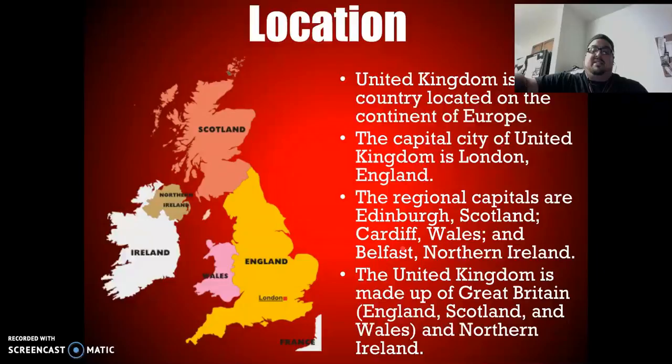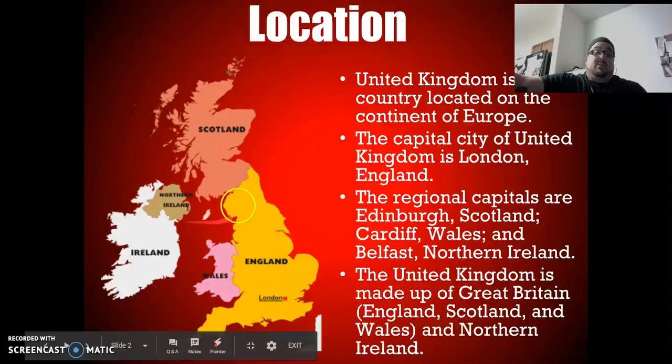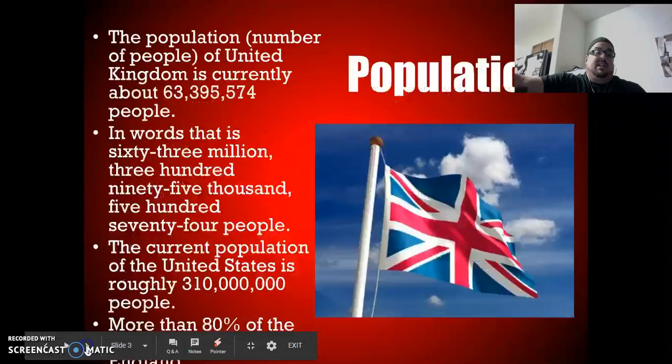The United Kingdom is made up of Great Britain, England, Scotland, Wales, and Northern Ireland. So all of this is Great Britain in a nutshell. Want to make sure you know where it is and what is involved in it, what it entails. We go on. Okay. Population.